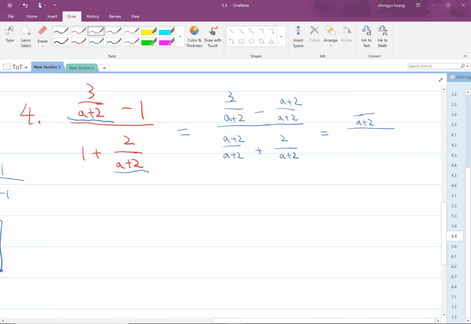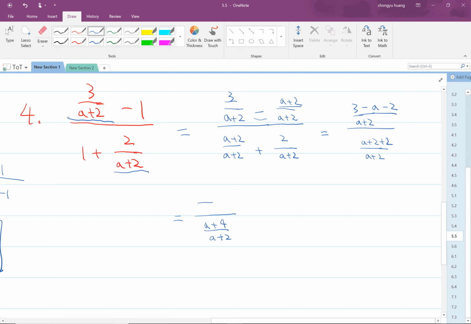So we have 3 and then this term, and then we go negative over here, right? So we have 3 minus a and then minus 2. Okay, and then on the denominator, we have a plus 2 plus 2, so we are doing addition over here. Now we have to simplify a little bit. So on the denominator what we have is a plus 2 plus 2, so it's basically a plus 4.